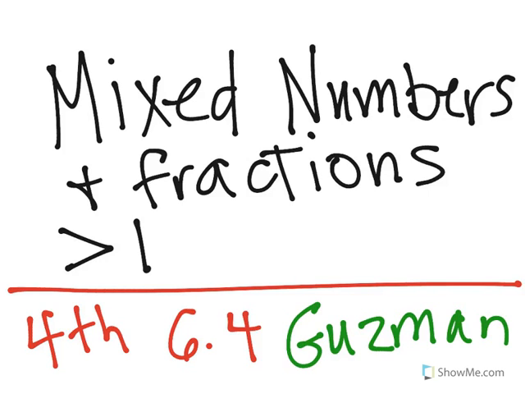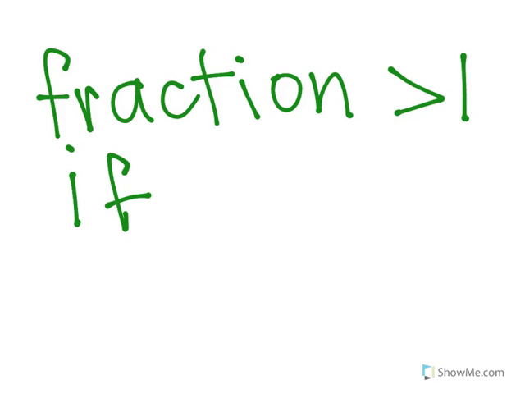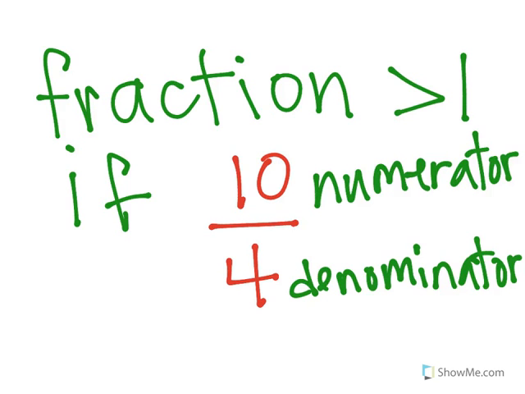Today we're going to talk about mixed numbers and fractions greater than 1. A mixed number is a number that consists of a whole number and a fraction. A fraction is greater than 1 if the numerator is larger than the denominator. This fraction is greater than 1 because there are more pieces in the numerator than the denominator.